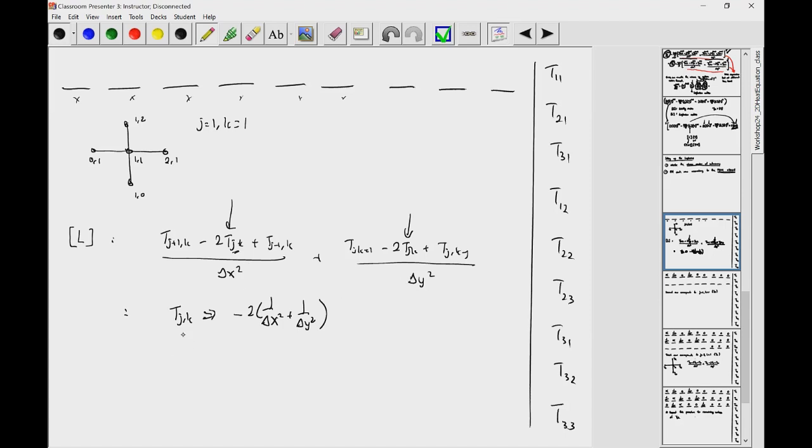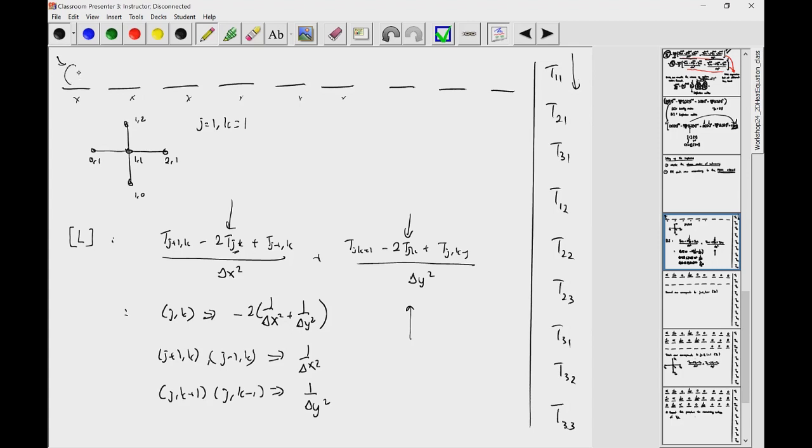For j plus 1, k and j minus 1, k, the coefficient will always be 1 over delta x squared. For j, k plus 1 and j, k minus 1, the coefficient in front will always be 1 over delta y squared. This is from the central difference scheme. Now, if you look at your stencil, whatever coefficients you fill in this first row will be multiplied to the column vector that we have. That's your matrix multiplication operator.